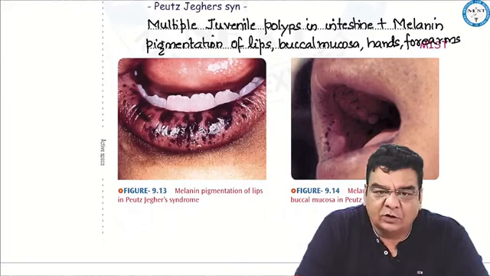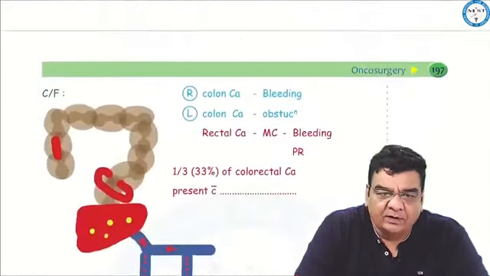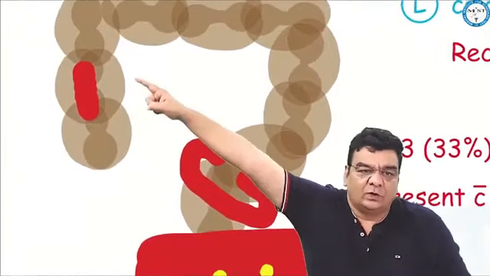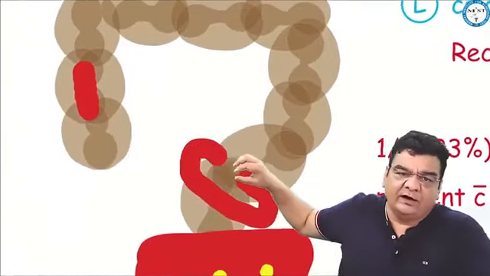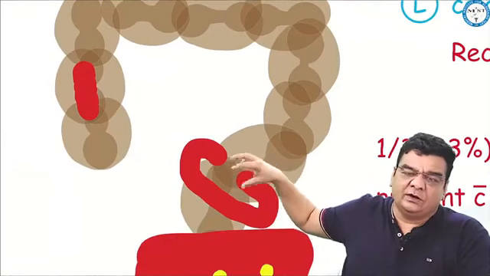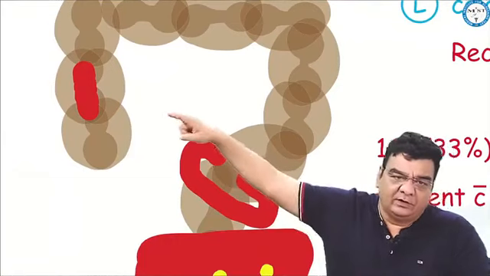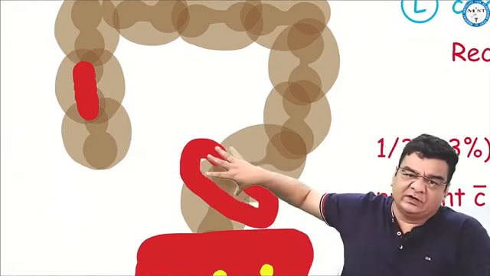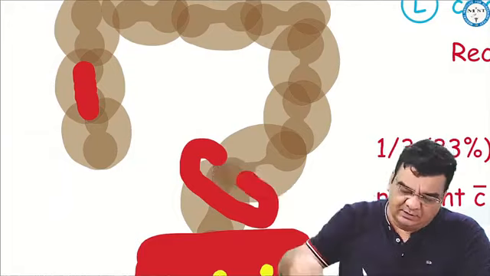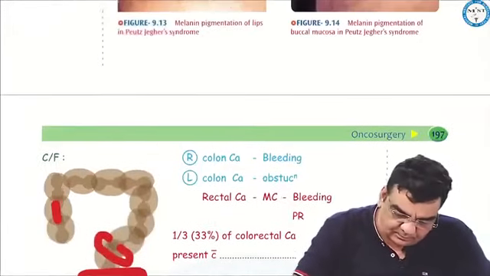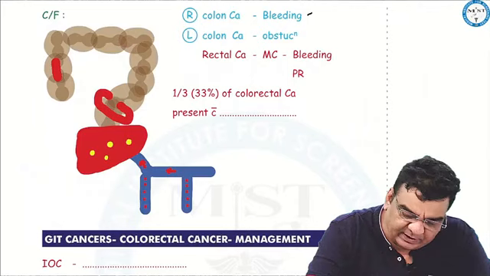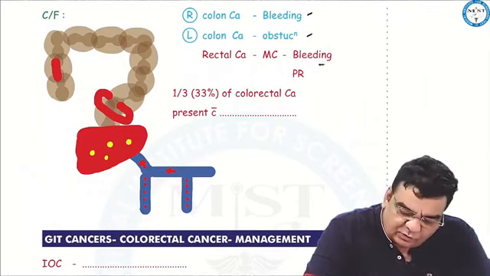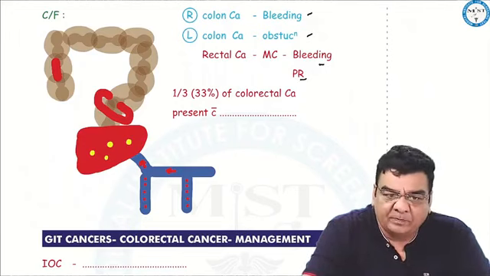Now, how does the cancer grow in the colorectal area? Right-sided colon cancers are ulcerative, and left-sided colon cancers are annular or proliferative. Right-sided cancers commonly present with bleeding, left-sided commonly present with a traffic jam, obstruction. Right colon cancer presents with bleeding, left colon cancer presents with obstruction. Rectal cancer, most common presentation is bleeding per rectum.